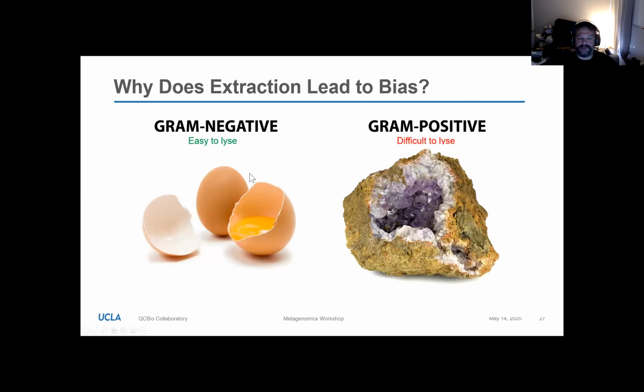Or in other words, gram negatives are more like eggs. Gram positives are more like geodes. The cool stuff is on the inside, but to get to the inside of a gram negative, you basically have to expose it to some not even super harsh chemicals or hit it a little bit. To get at the inside of gram positives, you need to whack them with a hammer.